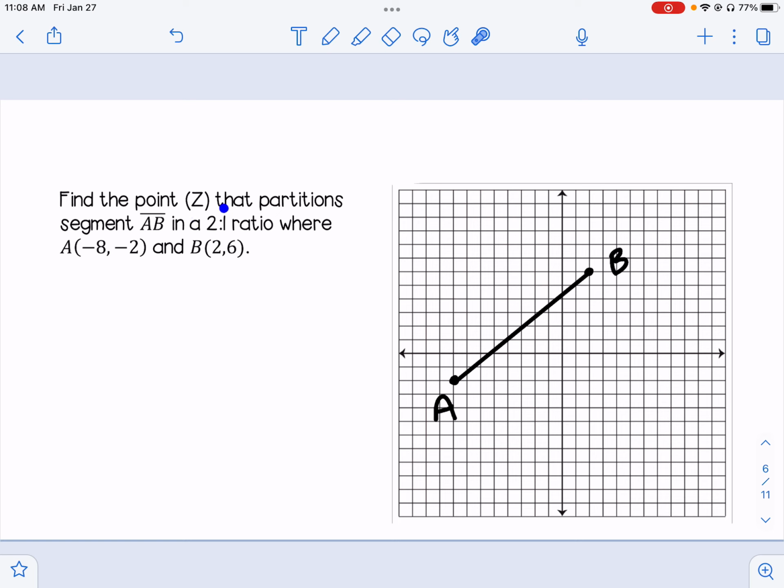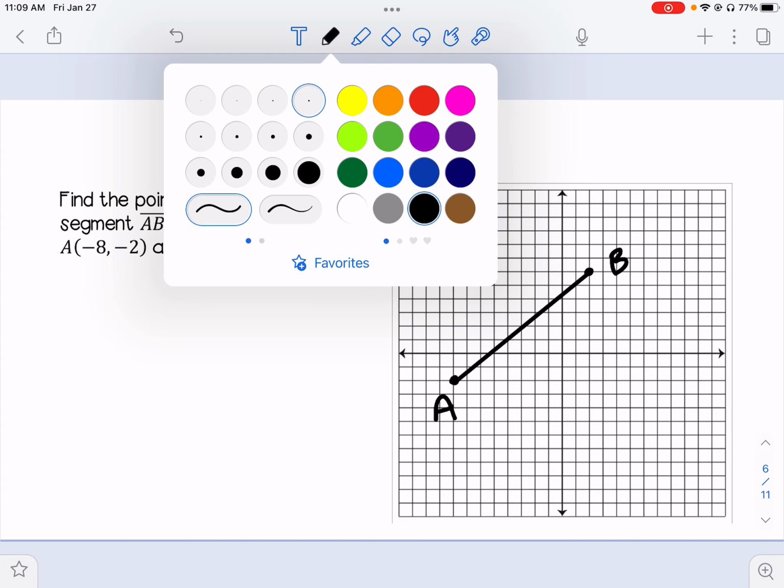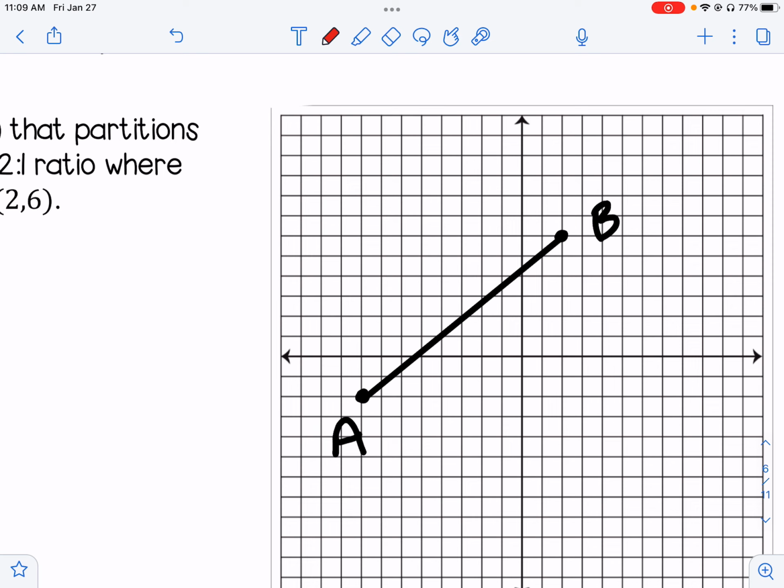So this 2-to-1 ratio is telling me that it needs to be 2 parts to 1 part, which means there's really a total of 3 parts. And I can estimate that out here, just very roughly, maybe right here and right here, splitting this into thirds. So a ratio of 2 to 1. So it's really asking me, what is the coordinate point right here? What is the very specific coordinate point that does this perfectly? It doesn't just estimate it.